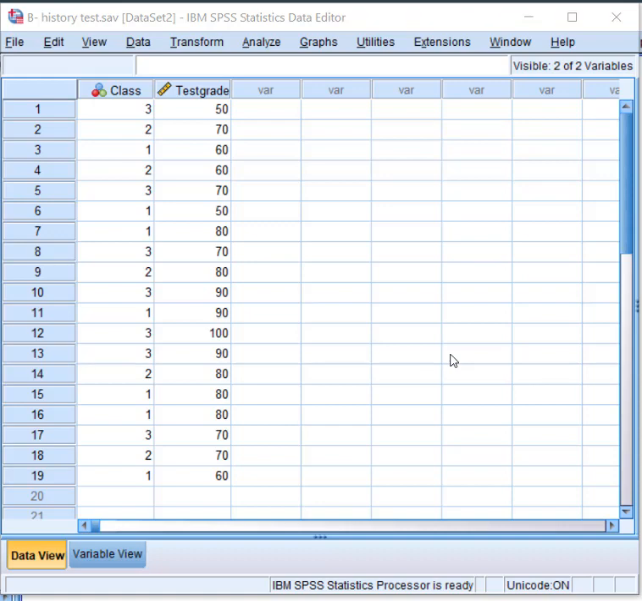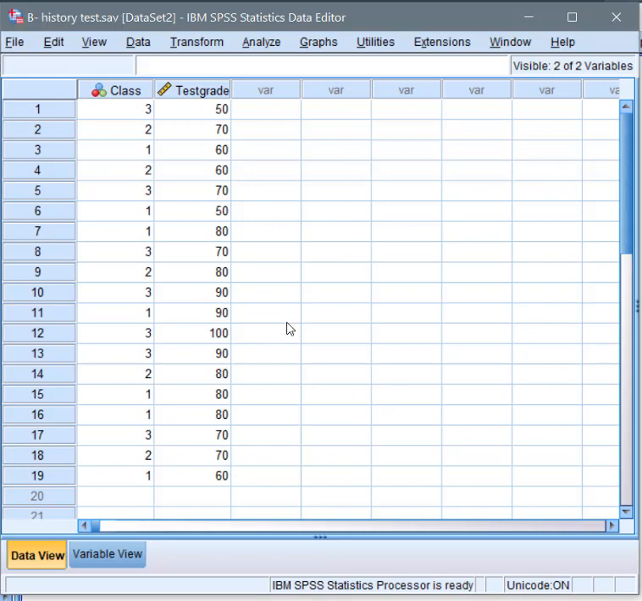Okay, the next problem, problem B, is the history test with three different professors. So the independent variable is the class. It's one, two, or three, which represents which professor. The dependent variable is the test grade, the score on the history test. So this is in the data view.